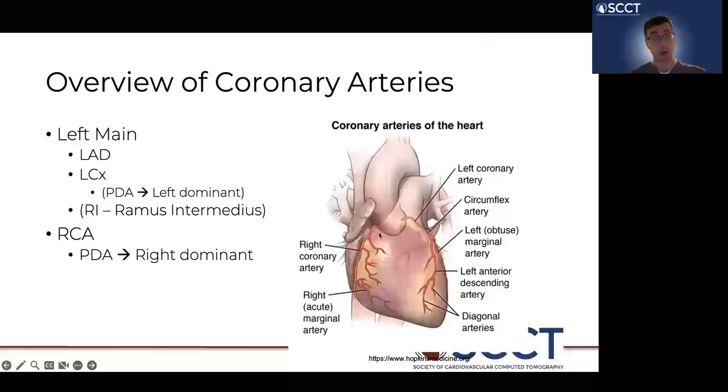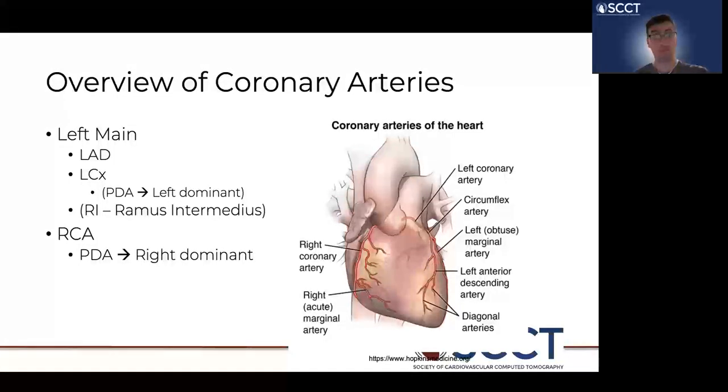Then there's the right coronary artery that comes off of the right coronary cusp that generally supplies the right ventricle as well as the inferior walls of the left ventricle. There's also a ramus intermedius. This is a normal variant. This vessel can come off of the left main. So in this case, the left main would trifurcate, and this ramus intermedius generally supplies the lateral wall of the left ventricle. Now, in terms of dominance, that's something that's important to discuss.